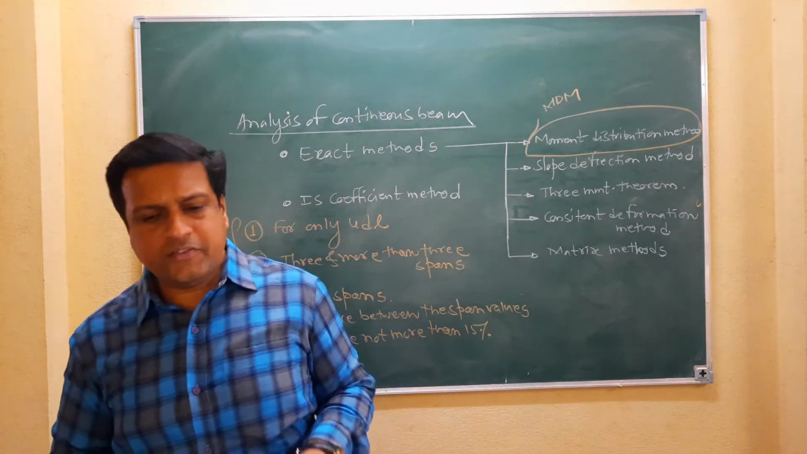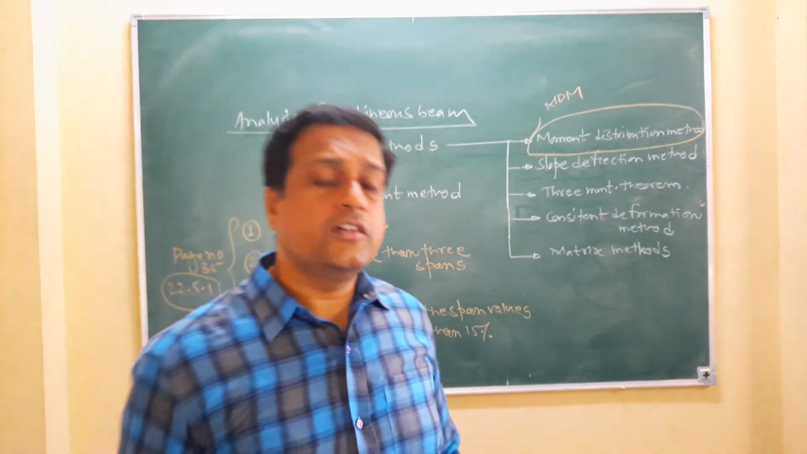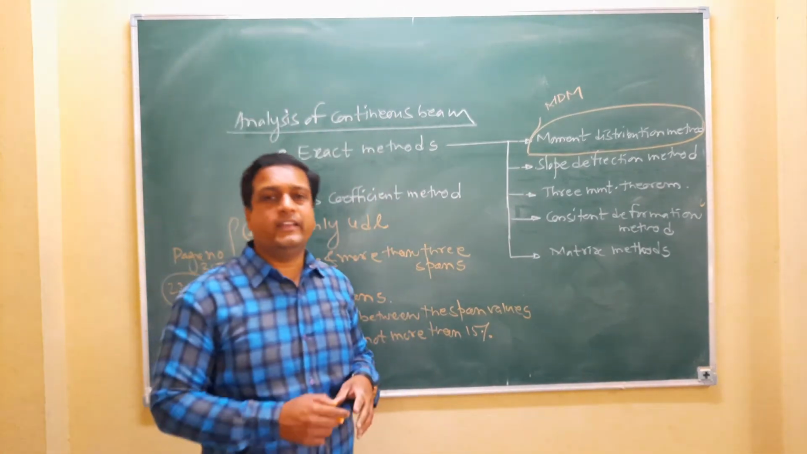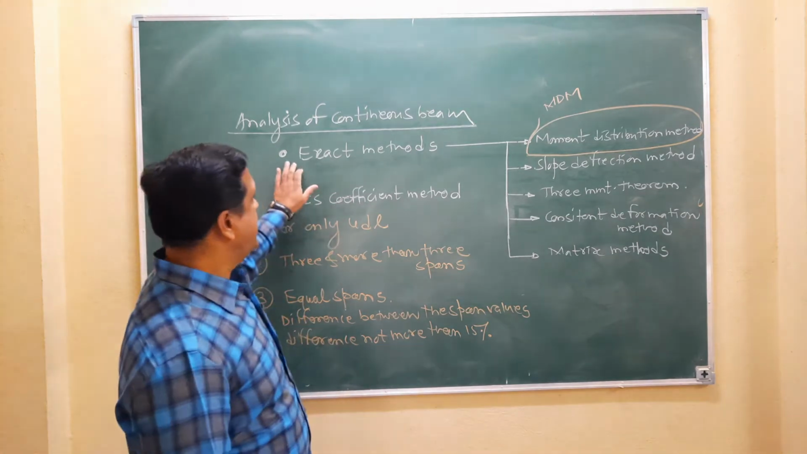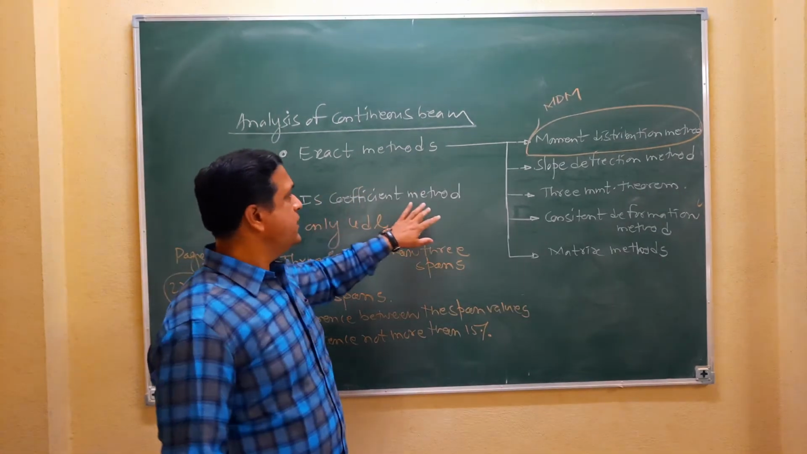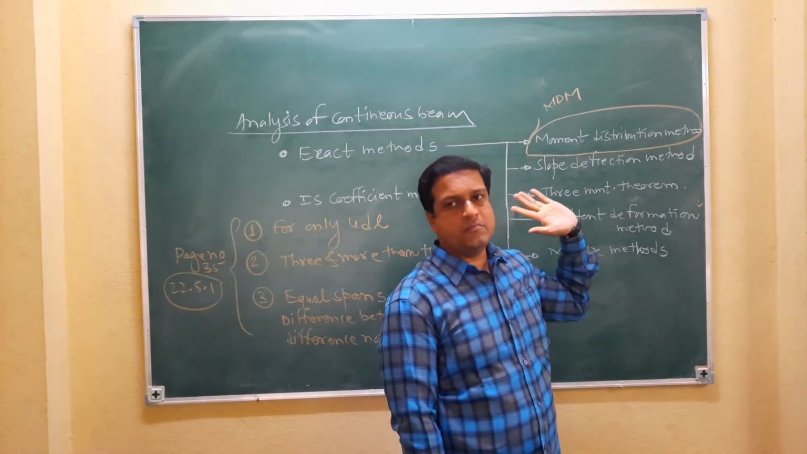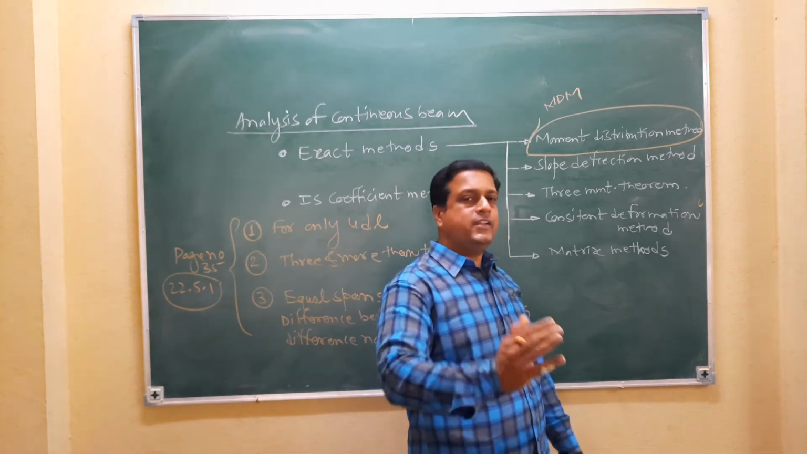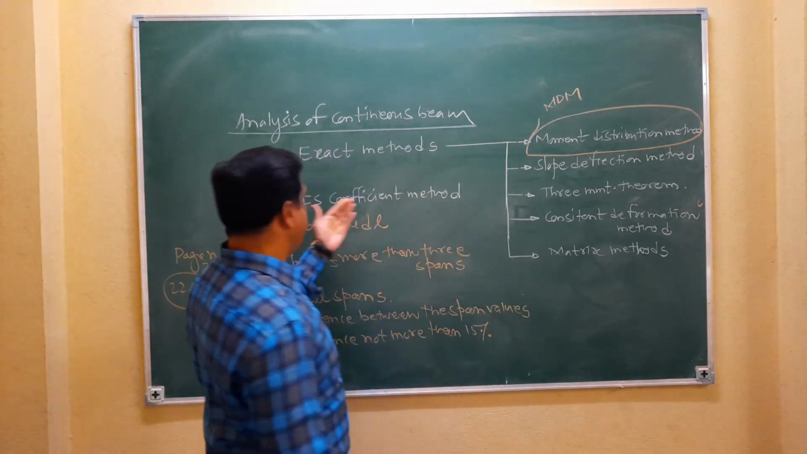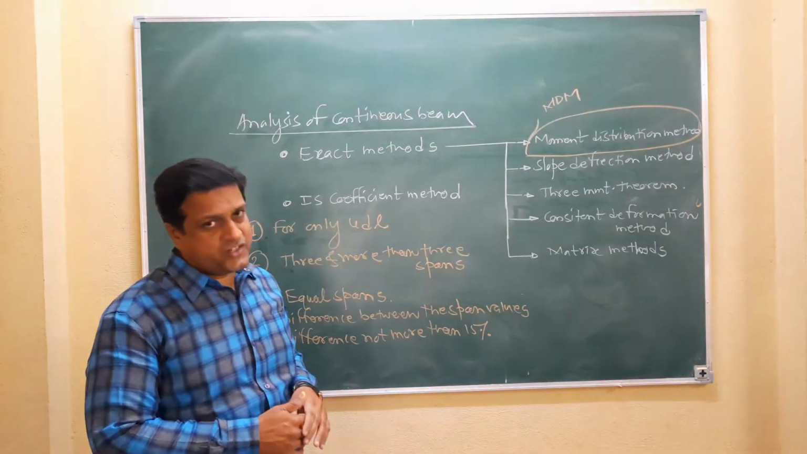Because the continuous beam is an indeterminate structure. For an indeterminate structure, you have to use special methods for analysis, and 2 approaches are there. One is the exact method, another is the IS code method. In the exact method, the simplest method is the moment distribution method. Use this method, analyze the continuous beam, then design the beam. And another method is the IS code method, but it has so many restrictions.